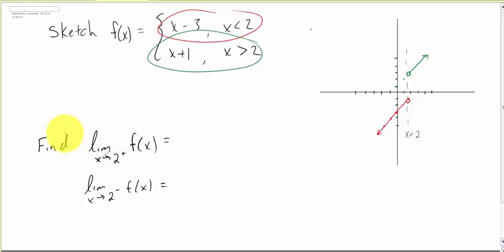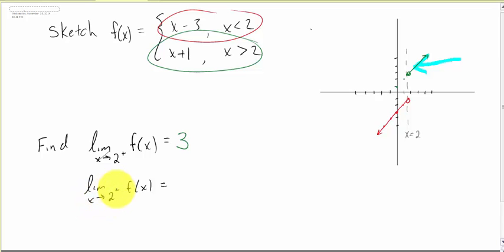So the question here is, what is the limit as x approaches 2 from the positive side of f of x? In other words, as we come this direction on the x-axis, what is the graph getting closer and closer and closer to? Well, that's equal to 3. We can read that off the graph. It's this point right there. That open dot is getting closer and closer and closer to that. The function isn't 3 there, but it's getting really, really close to it.